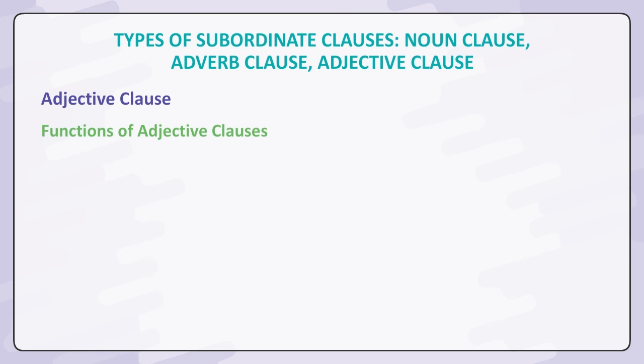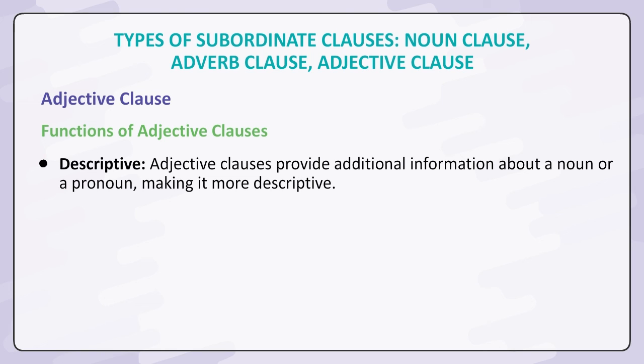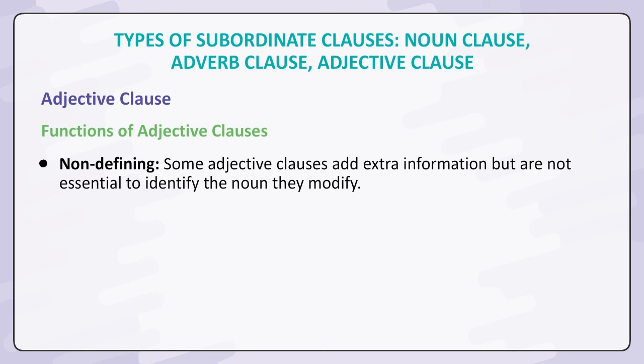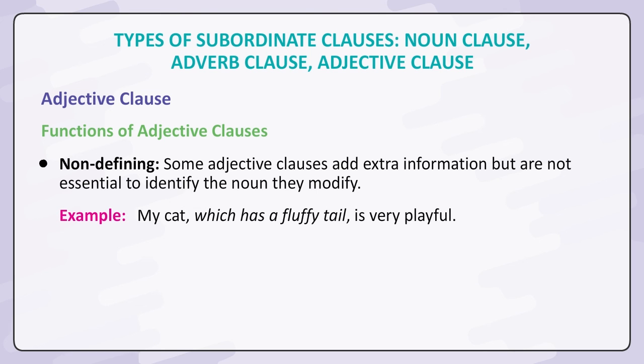Functions of adjective clauses. Descriptive. Adjective clauses provide additional information about a noun or a pronoun, making it more descriptive. Example: The house that is painted blue is mine. Identifying. They can help identify a specific noun when there are multiple nouns of the same type. Example: The girl who won the race is my sister. Non-defining. Some adjective clauses add extra information but are not essential to identify the noun they modify. Example: My cat, which has a fluffy tail, is very playful.